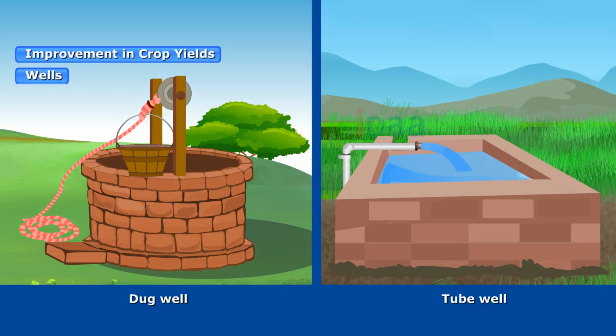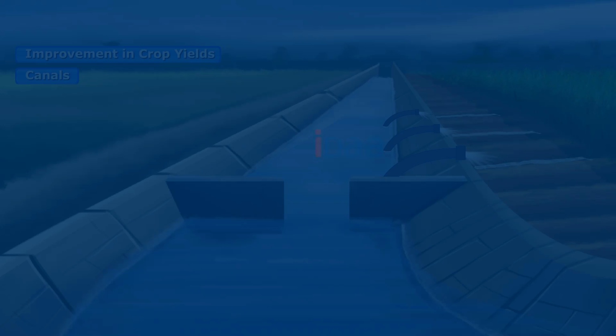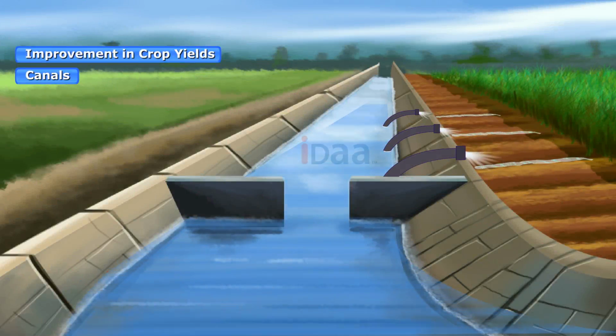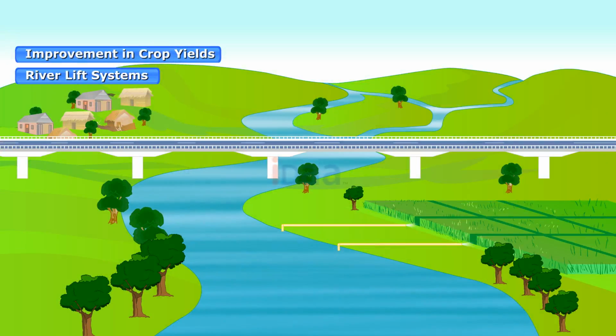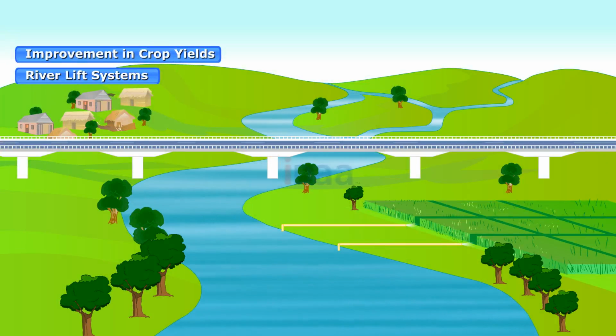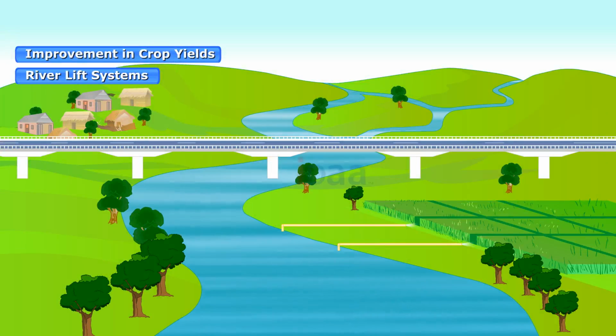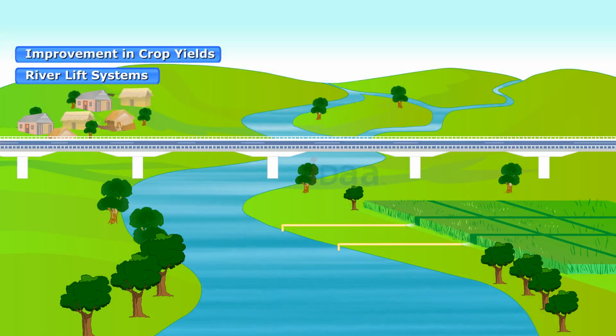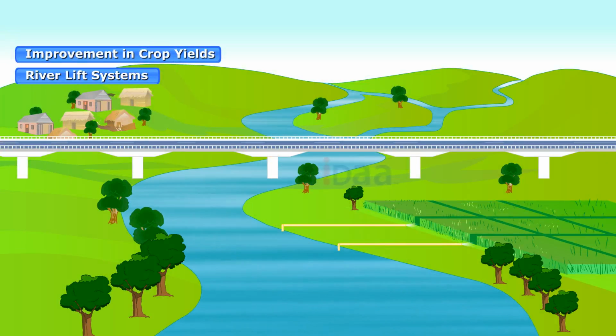Wells. There are two types of wells. They are dug wells and tube wells. Canals. Canals help in irrigating fields. They receive water from rivers or reservoirs. River lift systems. Water is directly drawn from the rivers for the purpose of irrigation in areas close to rivers.